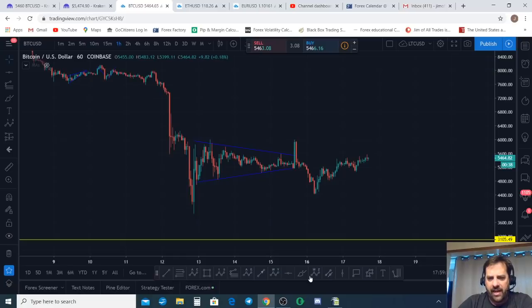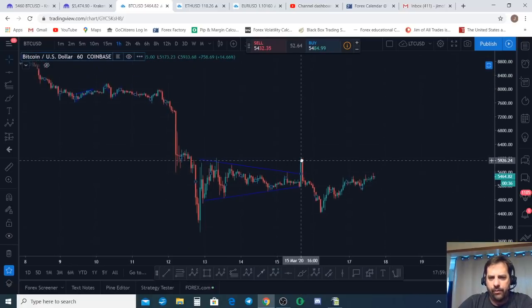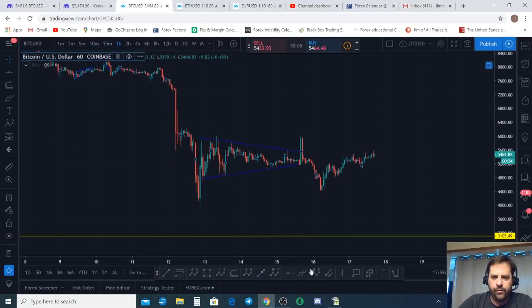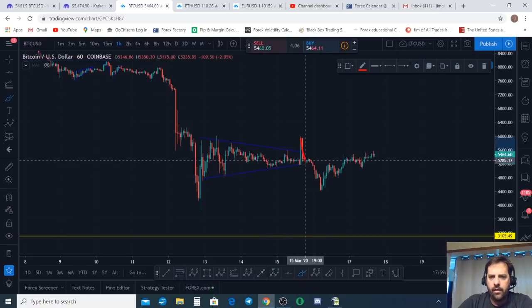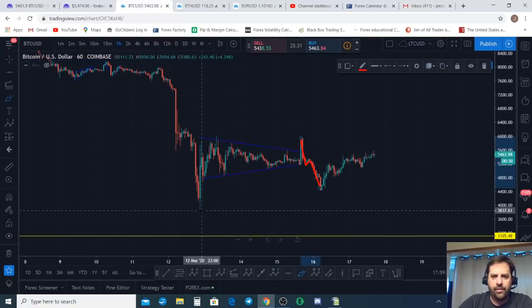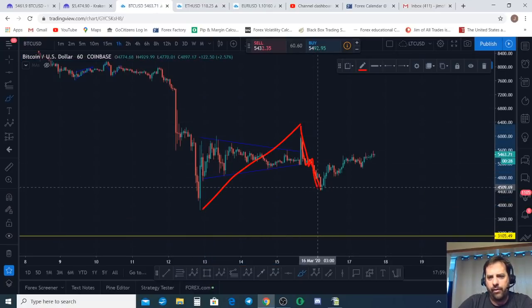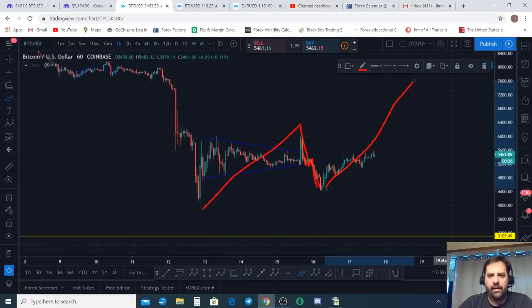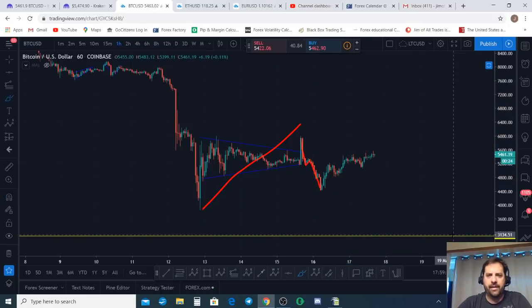Then you might say we have a three wave move right here off of that, and so we've got a 5 wave, and then we've got a 3, and so now we're beginning our next leg to the upside. So that's a possibility.